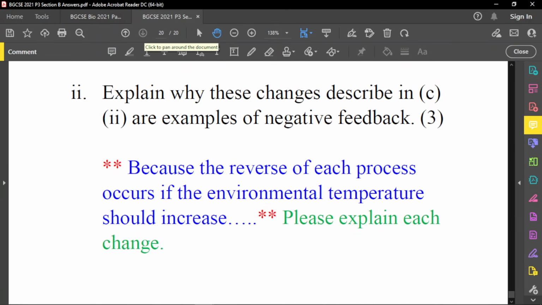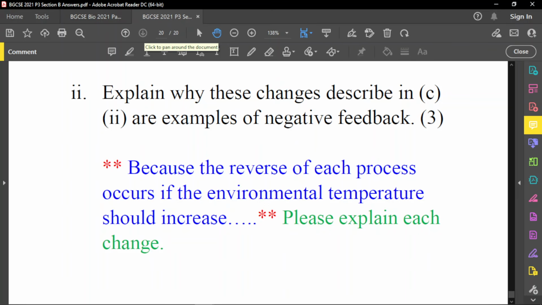Now, for part 2, it said explain why these changes described in C1 and C2 are examples of negative feedback. When we talk about negative feedback, it is 2 different systems working opposingly to each other to maintain a particular condition. Now, because the reverse of each process occurs if the environmental temperature should increase, this is the answer. And you will explain exactly the changes.